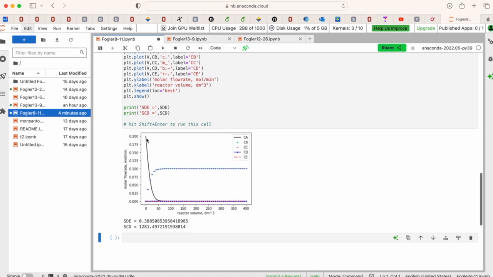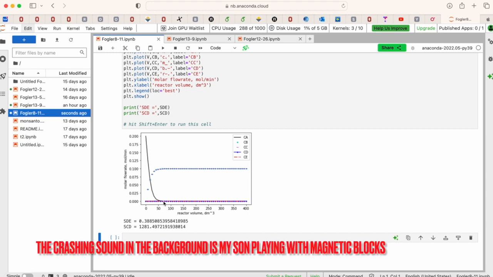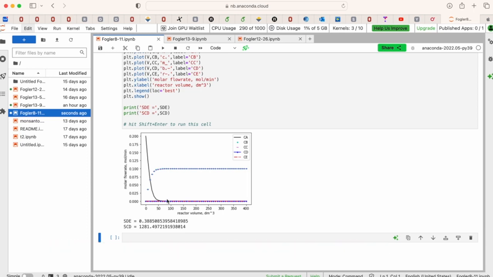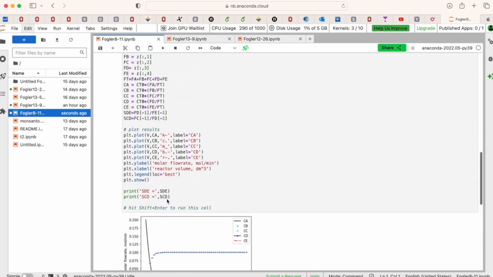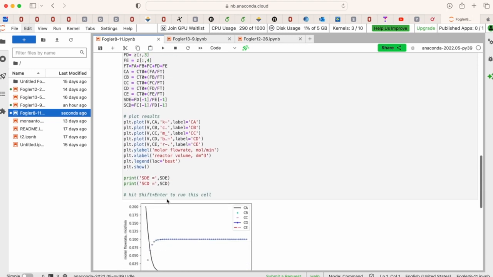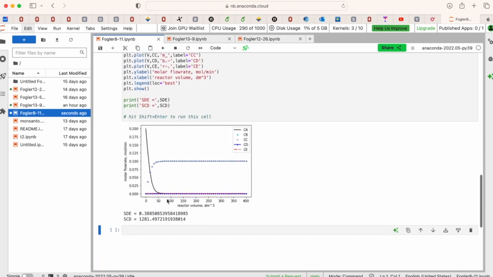Here I get my graph. We see as the reaction runs, the concentration of A is decreasing. I have appreciable generation of species B and C. Species D and E, I don't get very much of those. I could probably zoom in lower on the plot and see whether those values are 0 or just very small.